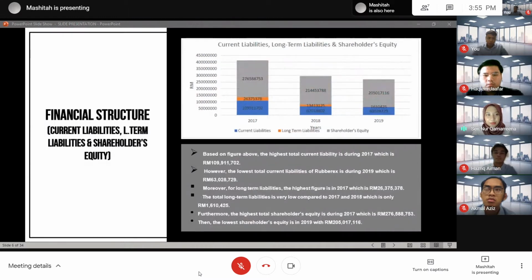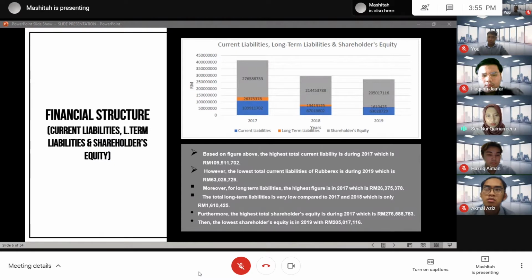On this slide, we will present about financial structure. This slide consists of current liabilities, long-term liabilities, and shareholders' equity. Based on the figure above, the highest total current liability is during 2017, which is 109 million. However, the lowest total current liabilities of Rubberex is during 2019, which is 63 million.